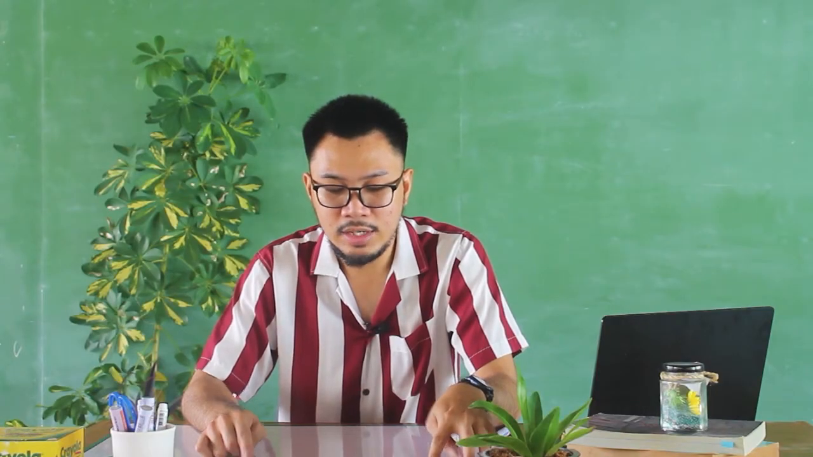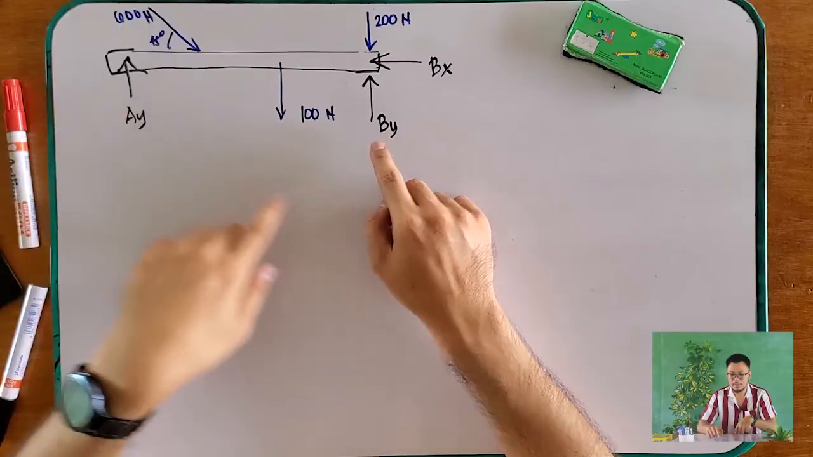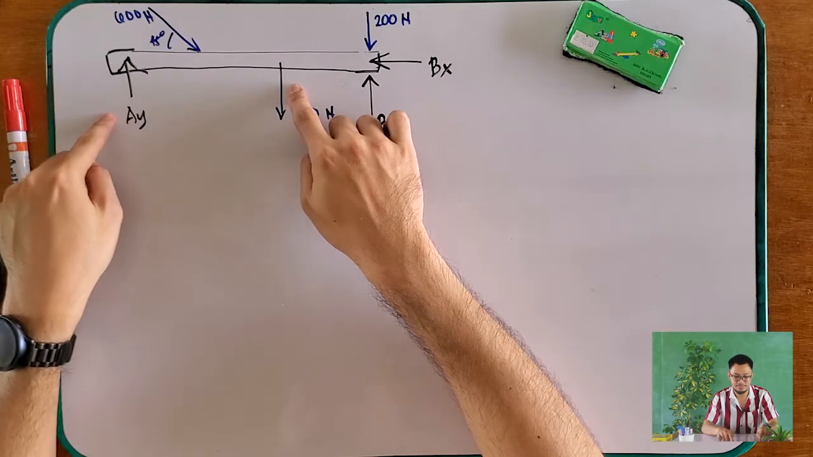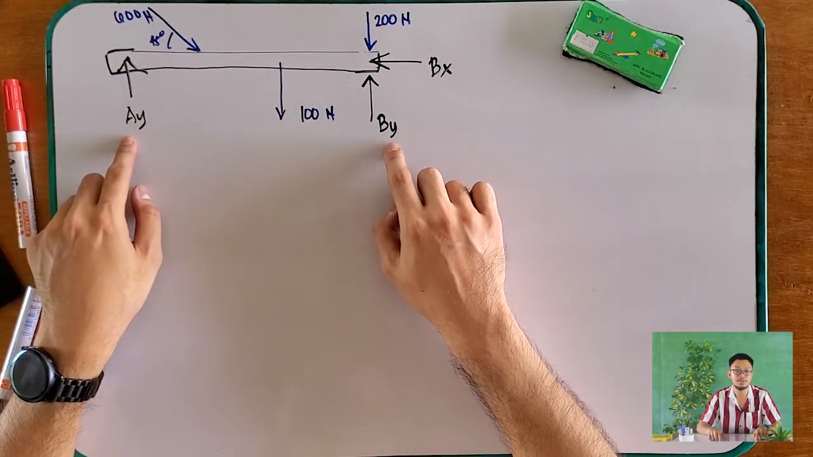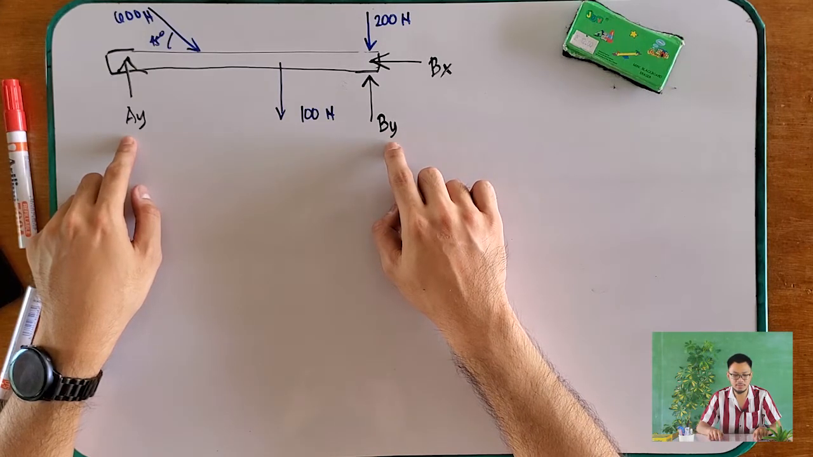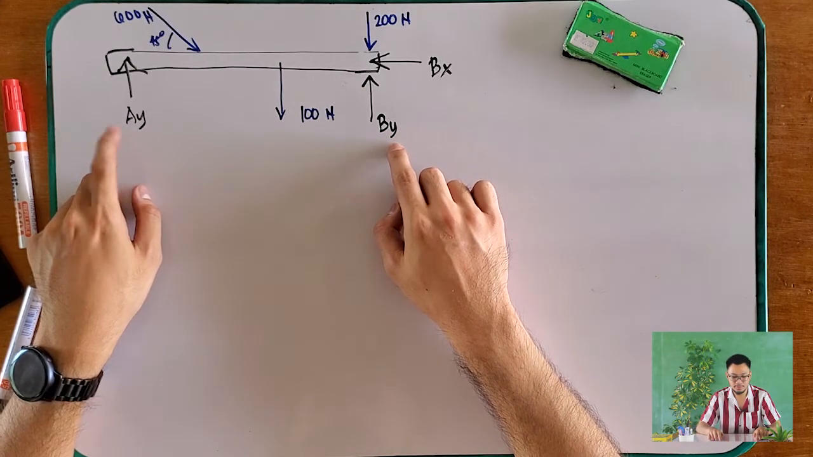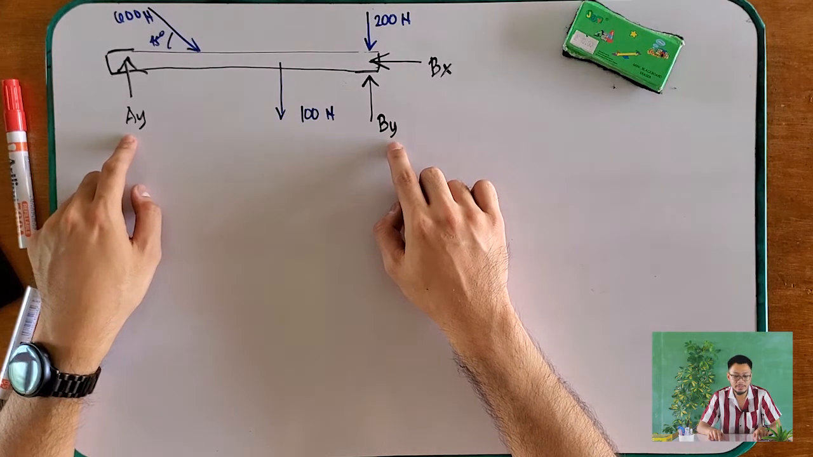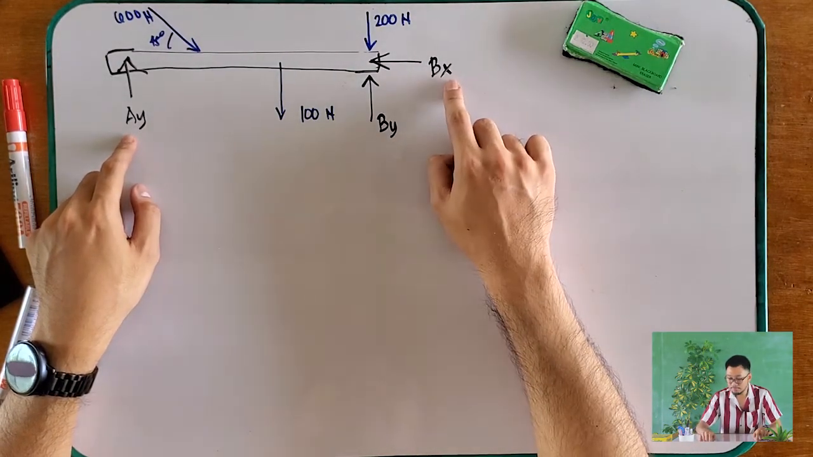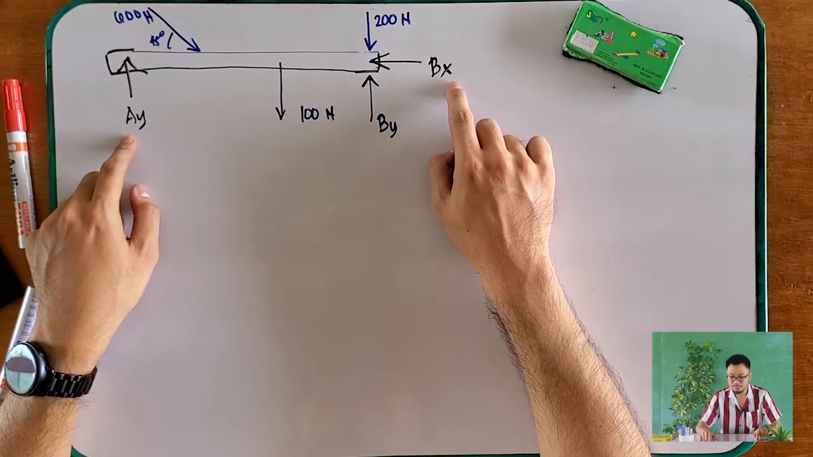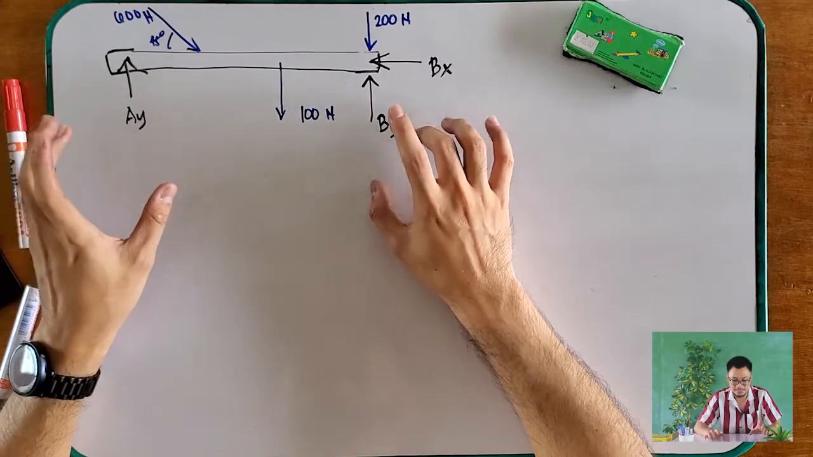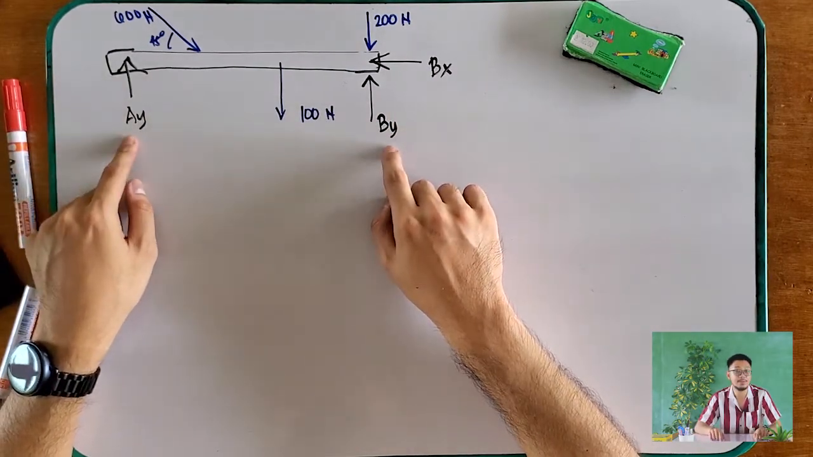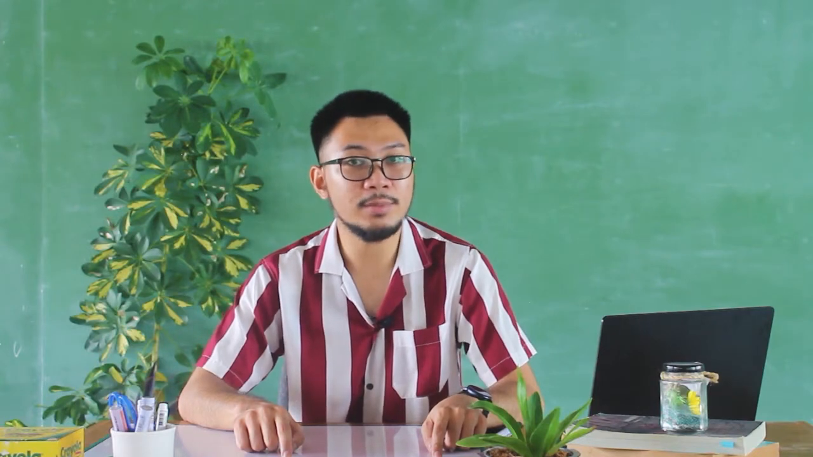Okay? How about if we sum the forces along Y? 1, 2, 3, 4, 5. Out of those 5 forces, we have 2 unknowns. For you to solve 2 unknowns, you need 2 equations. But you can use BX because it is an X component. So, we cannot use Y to directly solve for AY and BY. How about the moment?